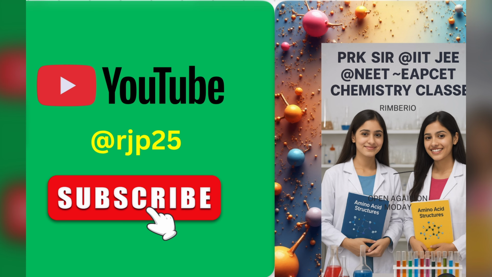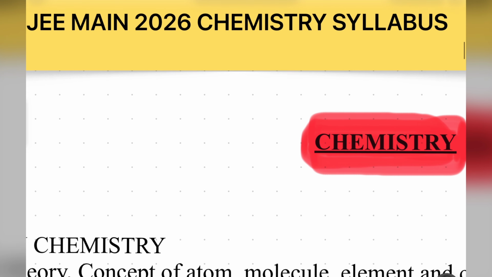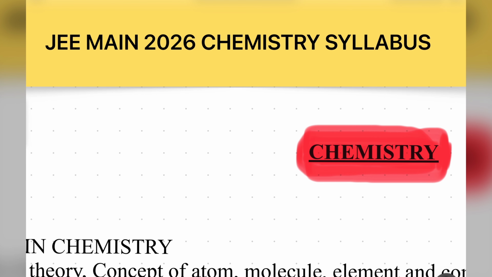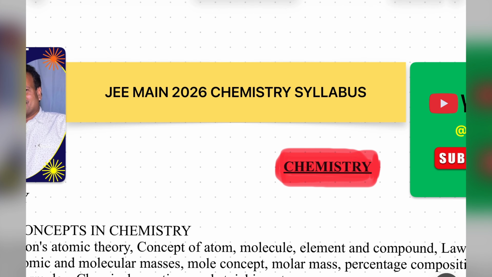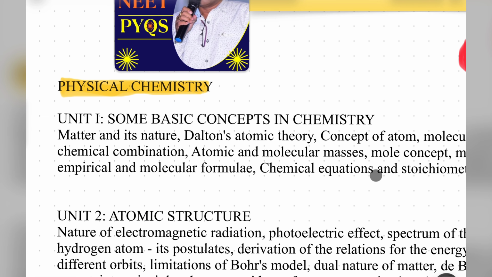Okay, without wasting our time, we'll start the class. See all of you, this is our JEE Main syllabus 2026 for chemistry. Clear, friends? How many topics are there? What are those? We'll discuss one by one. First, you can see physical chemistry, unit 1. In physical chemistry, unit 1, some basic concepts in chemistry.